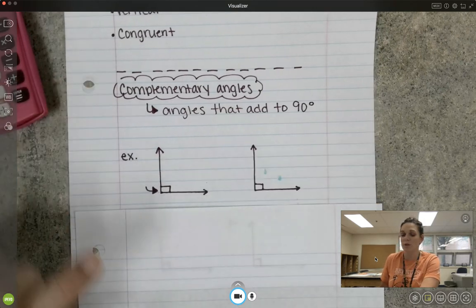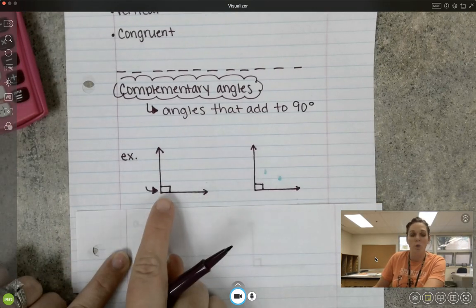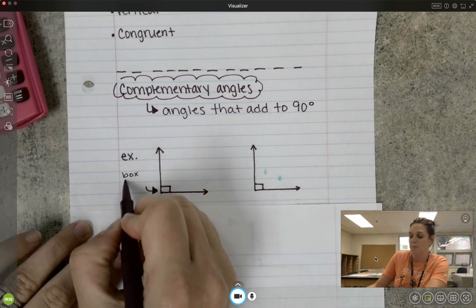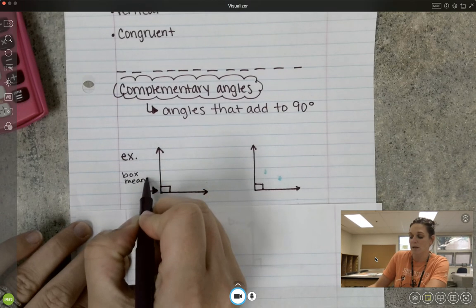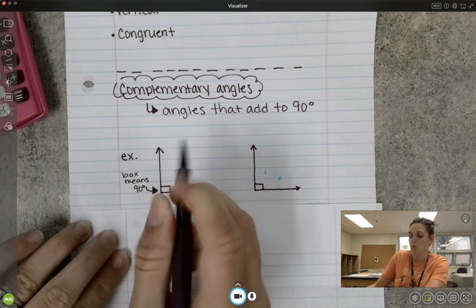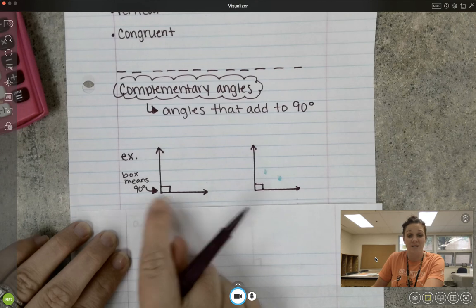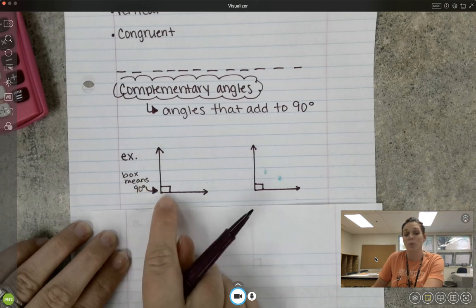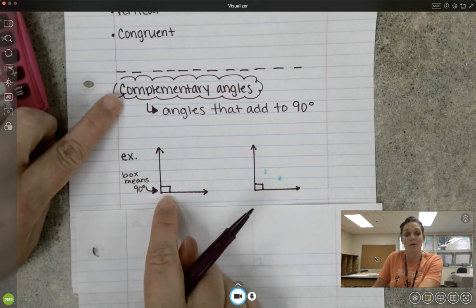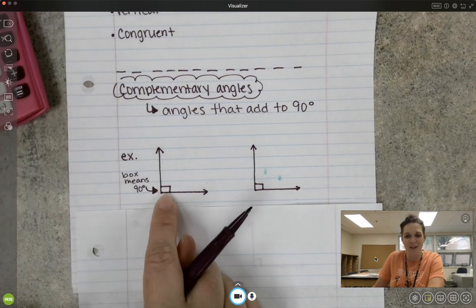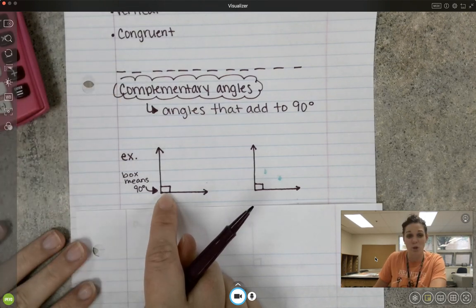A couple of things that we're going to see when we see angles that add up to 90 degrees. First and foremost, you're going to see the box in the corner. The box means 90 degrees. So I'm going to ask that you draw this 90-degree angle, please draw the box in it, and please draw this label, because I can't be complimentary without knowing that it's supposed to be 90 degrees. Those have to tie together with what it's doing.